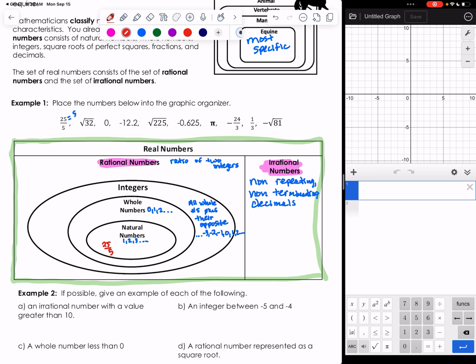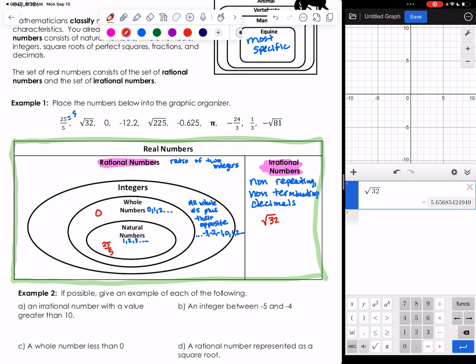Now, square root 32. I've got my calculator ready over here. If I put square root of 32 in my calculator, we get 5.6568. It goes on forever. So anything that's a non-repeating, non-terminating decimal has to be irrational. So square root 32 would go over here in the irrational numbers. It cannot go on the rational number side. All right? Now 0. The first place we see 0 occur is in whole numbers. Okay? That means 0 is a whole number, an integer, and a rational number.